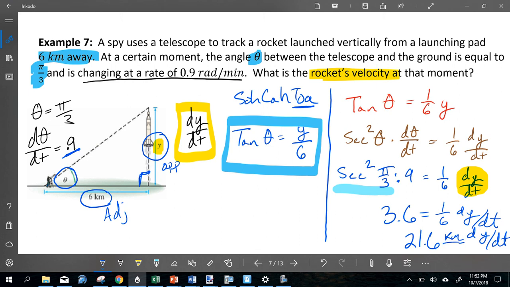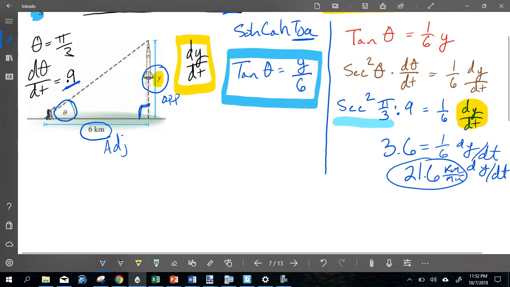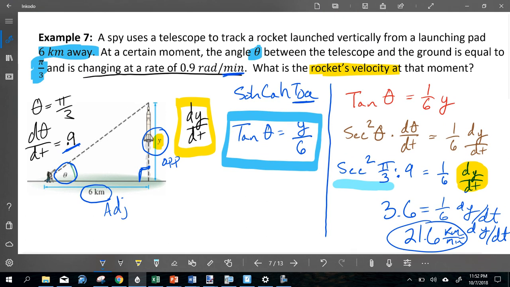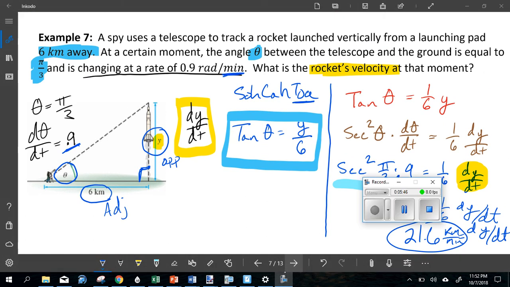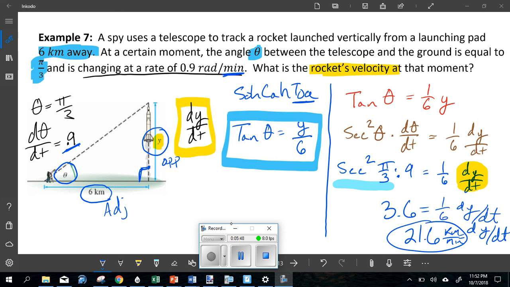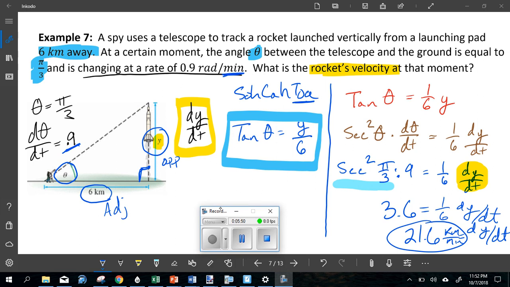And my time is, what's my time? Time is minutes. 21.6 kilometers per minute is my final answer there. Again, not too bad. The trickiest part there was understanding, hey, I've got a right triangle, and I've got an angle on the opposite and adjacent, so that's why I used tangent. Plugged in the constant, which was 6, took the derivative, and solved. Hope that helped.